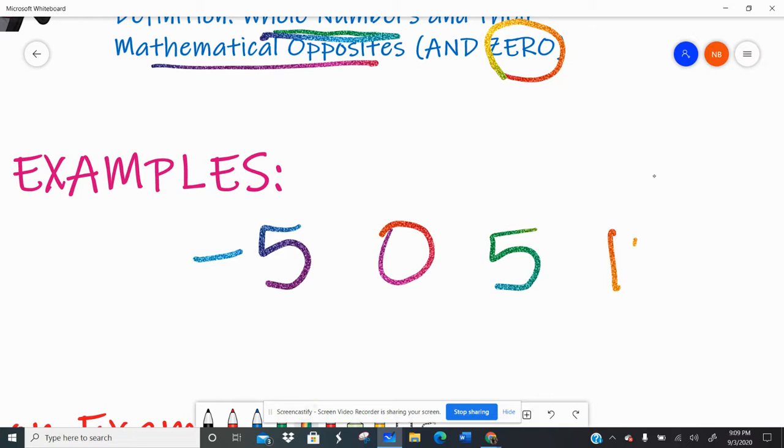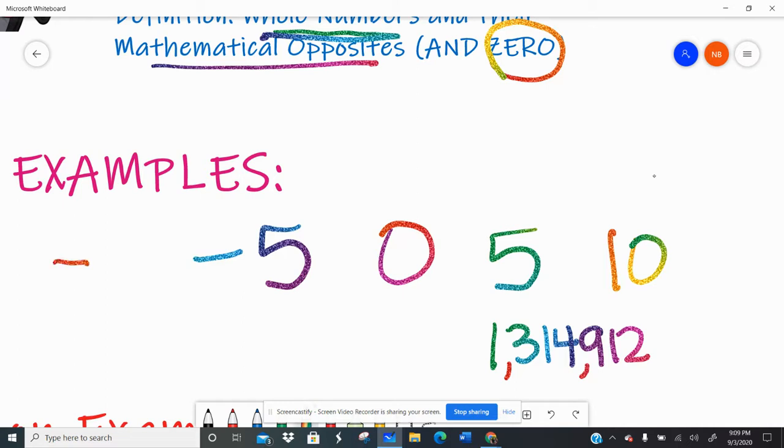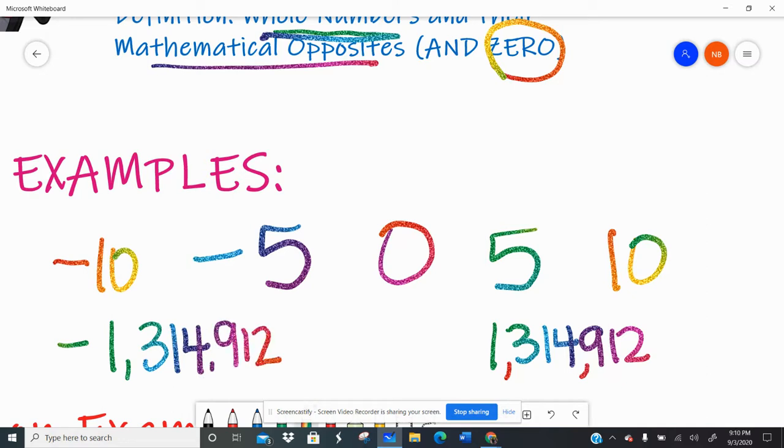So like 10 is an integer, 20, 27, 32, 1,314,912, right? All of those are integers, whole numbers. And then their mathematical opposites, -10, -1,314,912. So positive whole numbers, their mathematical opposites, and 0.